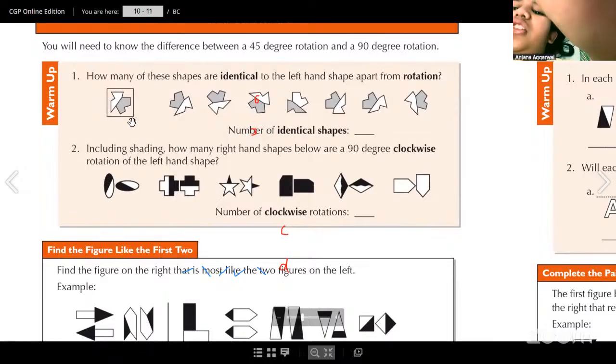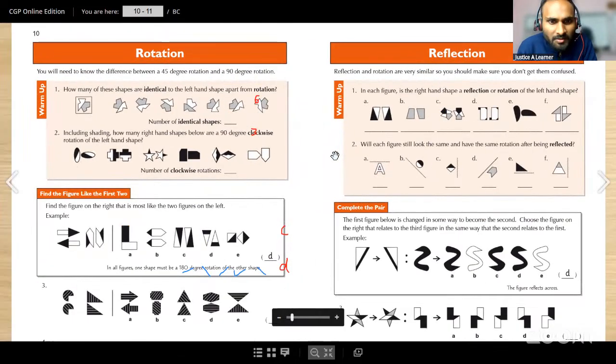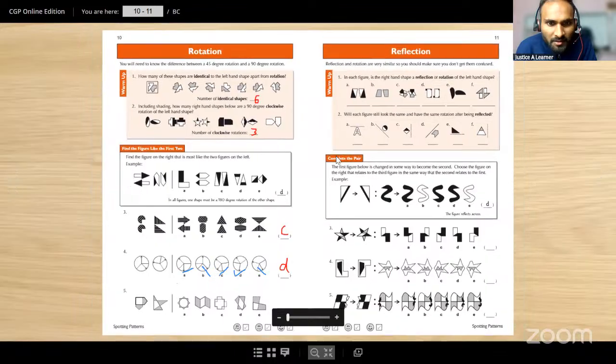Should we check the answer? I guess this shape is not the same, right? It is the same, but it's moved anti-clockwise. Then there is a slight difference in this. Okay, let us keep it for the end, and then we'll move on to something else. So you may carry on with some other questions.